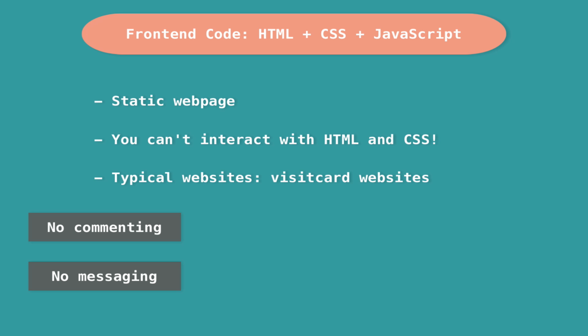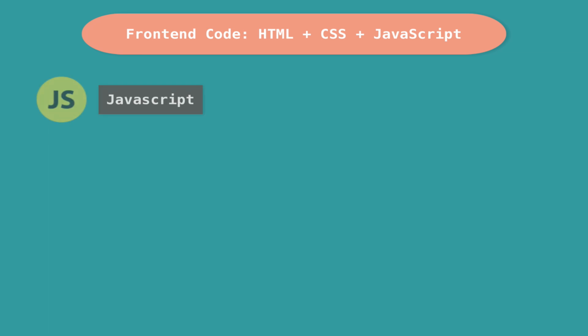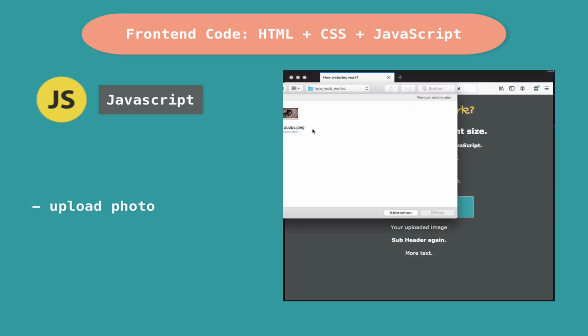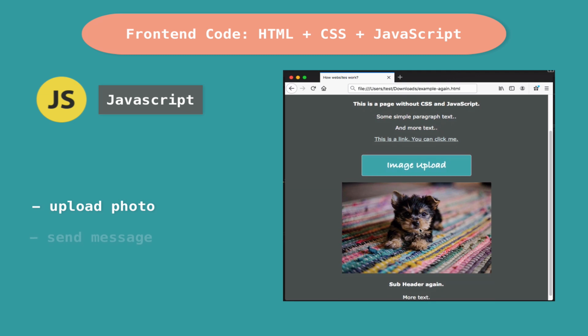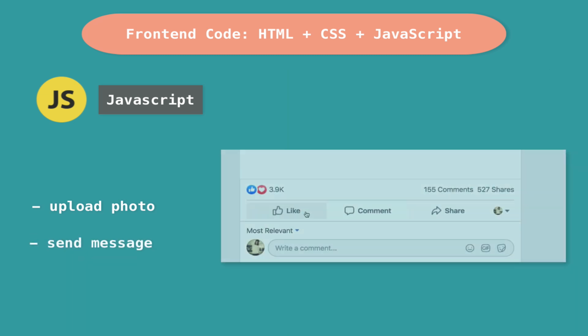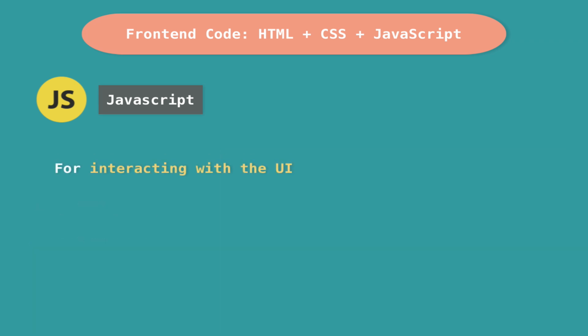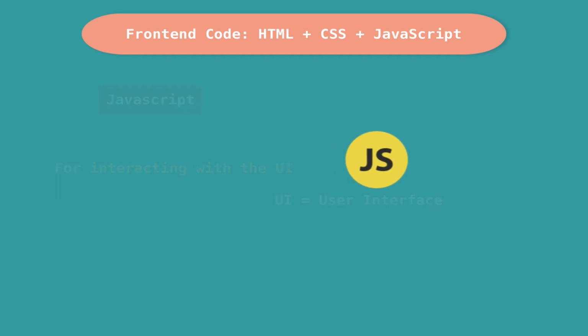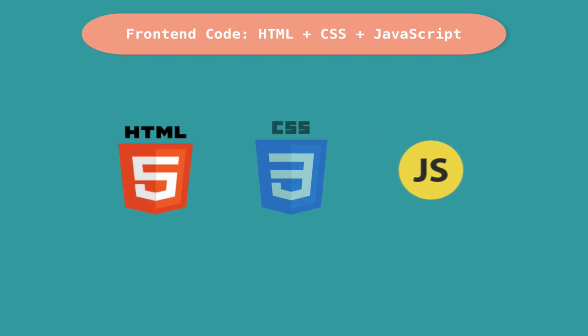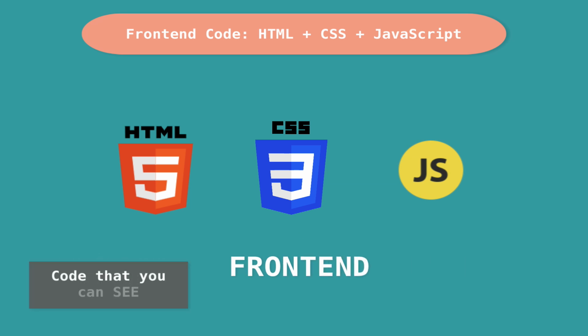So all that action comes purely from JavaScript. You want to upload a photo on Facebook, that's JavaScript. You want to send a message through Messenger, that's JavaScript. You want to like your friend's picture or leave a comment, all JavaScript. So everything that you interact with in the UI, which stands for user interface, is through JavaScript. And the combination of these three, HTML, CSS, and JavaScript, is called frontend. It's the Facebook code that everyone sees, so it's in the front.